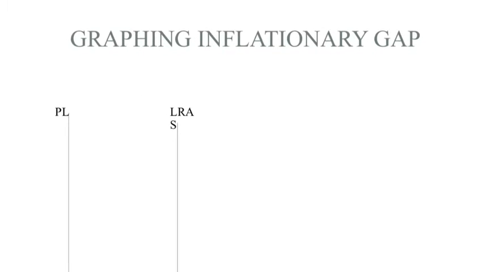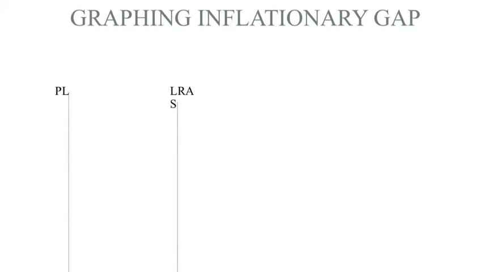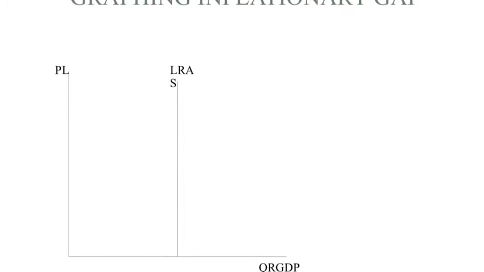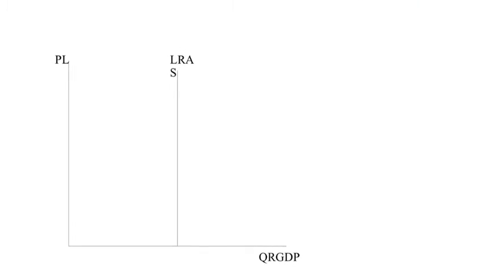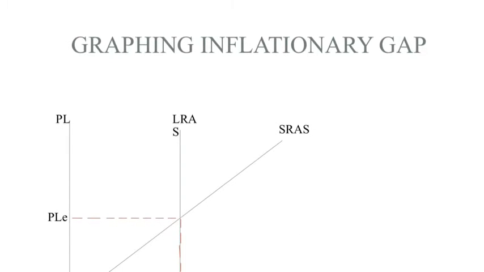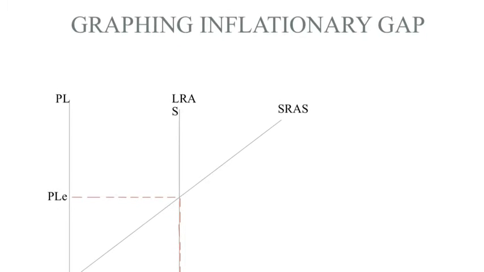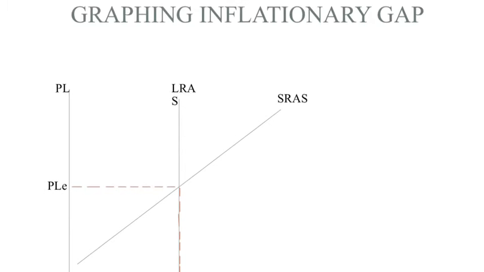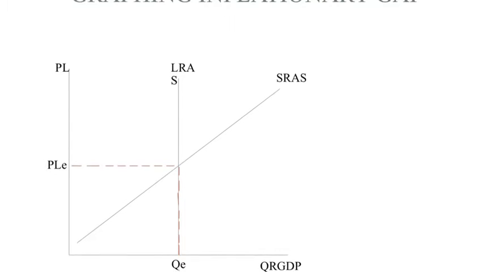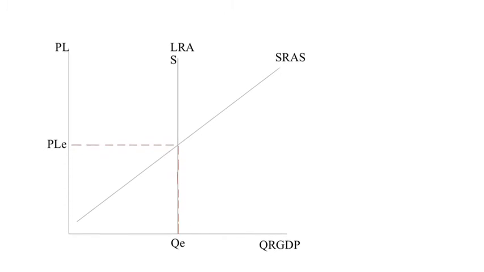Next, we're going to graph the inflationary gap, which you start out the same way as all the other ones, with price level PL on the y-axis and QRGDP on the x-axis, and long-run aggregate supply vertical line to always start with. Just like in the recessionary gap, the non-problem line is short-run aggregate supply, and you're going to start with that one, showing where equilibrium should be, plotting short-run aggregate supply, and then graphing the point where equilibrium should be, which is right there, pointed out by the dotted lines.